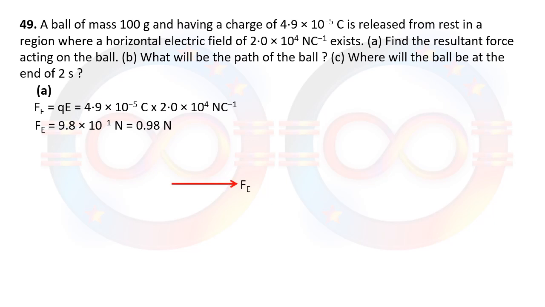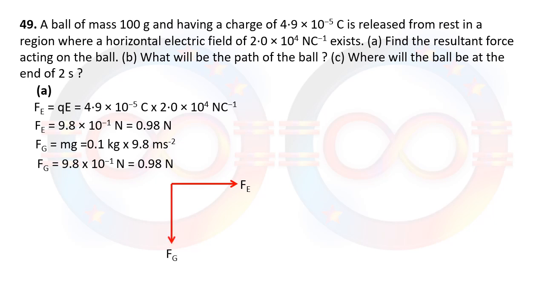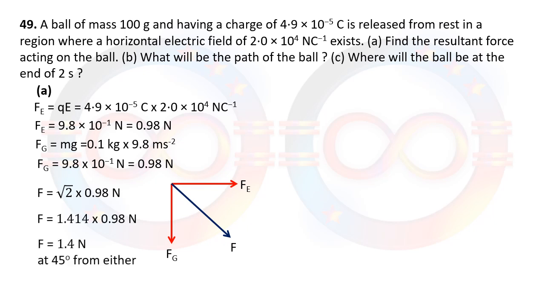It is along the horizontal direction. Then the gravitational force would be 0.1 kg times 9.8 meter per second square, and it is 0.98 Newton. Obviously, it is vertically downward. So what is the resultant force? Addition of electric force as well as gravitational force. So F is equal to under root Fe square plus Fg square. Because both are same, we can take root 2 into either one. So root 2 into 0.98, and it is nothing but 1.4 Newton, and it would be at an angle 45 degree from either of the forces, the electric force or the gravitational force.